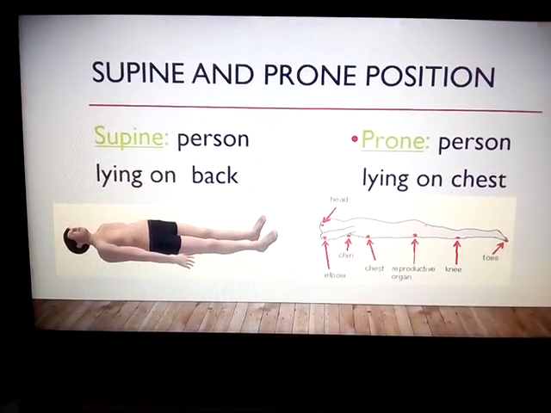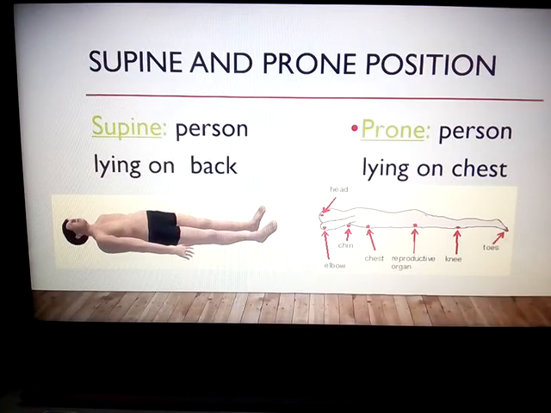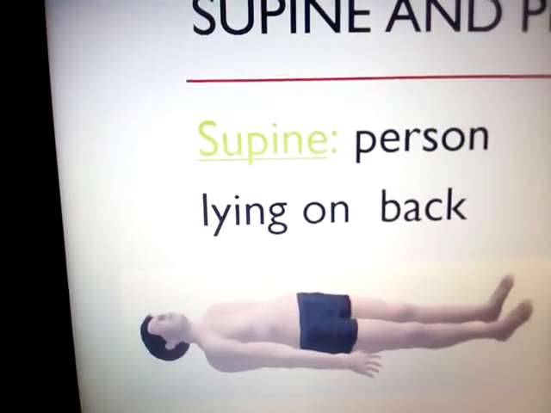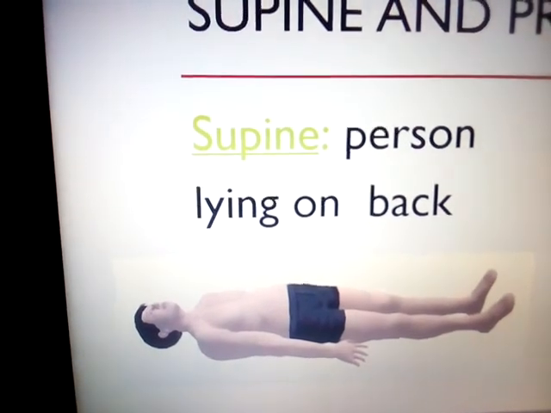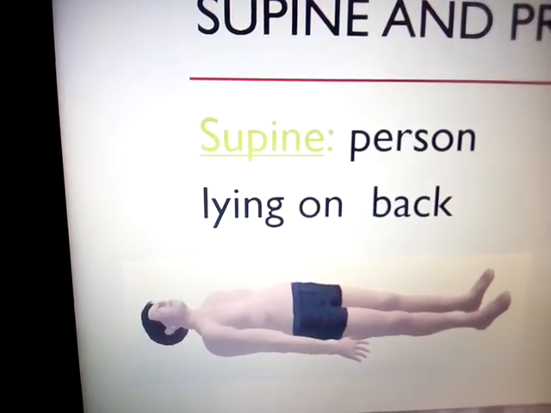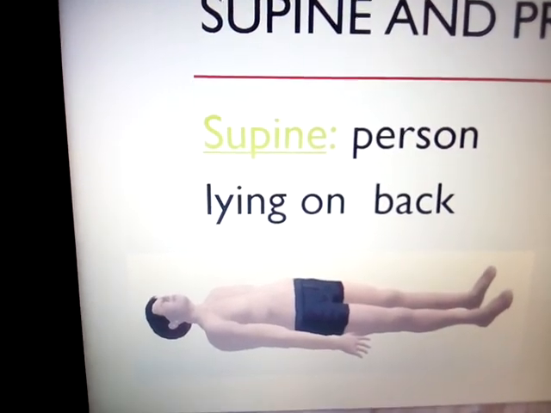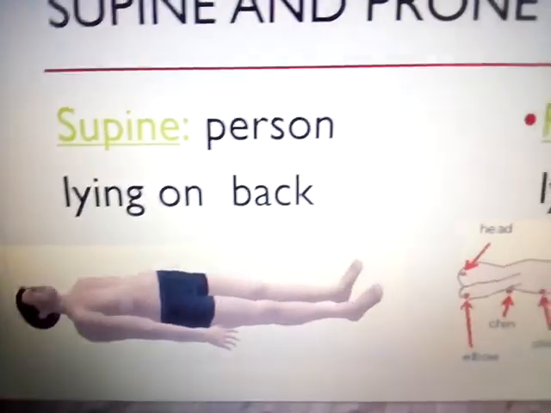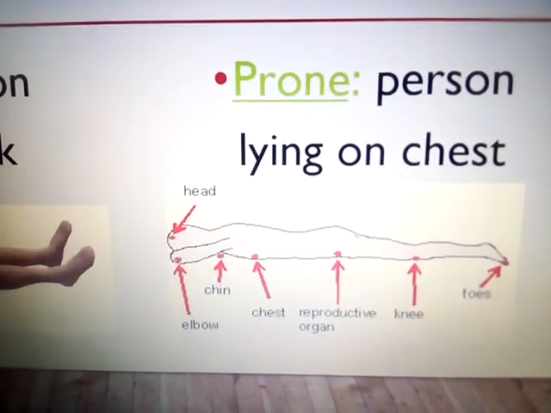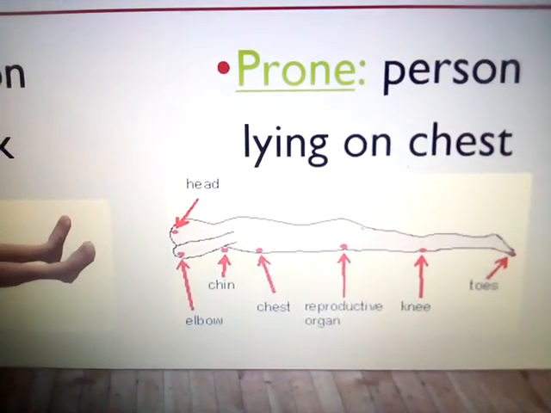Next come two terms, the supine and prone position. What is a supine position? Supine position is basically a person lying on back. That's a very simple thing. And the prone position is just the opposite to it. A person lying on chest, that is a prone position.